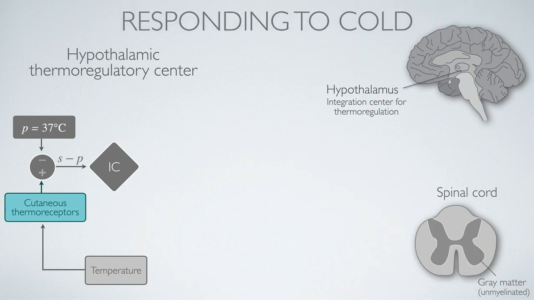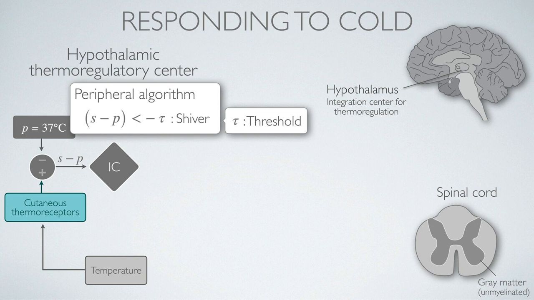So now we transition to a consideration of the efferent pathway. That action is going to depend not just on the input of the error, but also an algorithm. And this algorithm is the same that we applied to the thermostat. That is, if the error is below some threshold, initiate an action. In this case, that action is shivering. And shivering is occurring in the periphery. This is also sensed in the periphery, so we're going to refer to it as our peripheral algorithm.